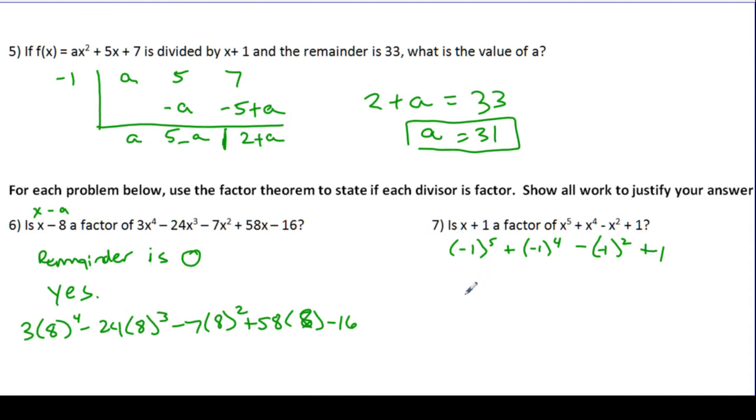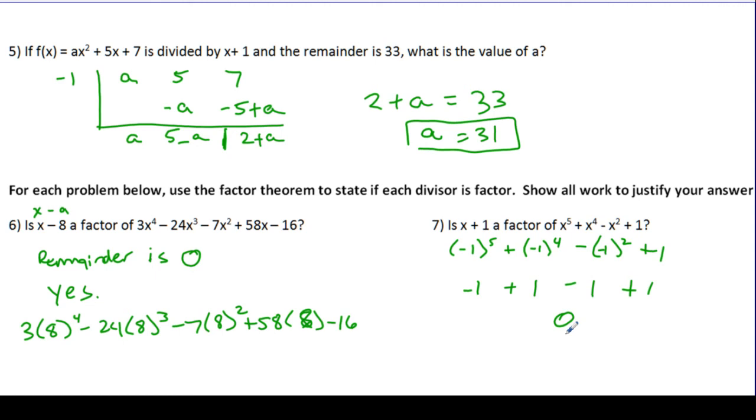So in this case, negative 1 to the 5th is negative 1. Negative 1 to the 4th is 1. Negative 1 squared is 1, but I'm saying subtract that, so I'm saying minus 1, and then I have a plus 1 at the end. So if you notice what happens, negative 1 plus 1 is 0. Minus 1 is negative 1, plus 1 is 0 again. My remainder is 0. Because my remainder is 0, I'm going to say that x plus 1 is a factor.